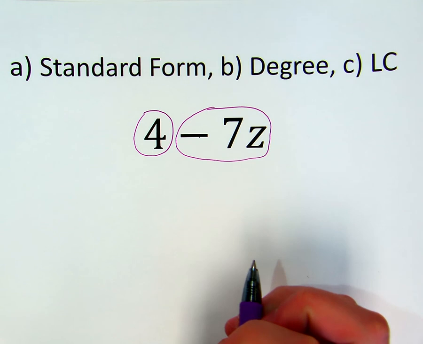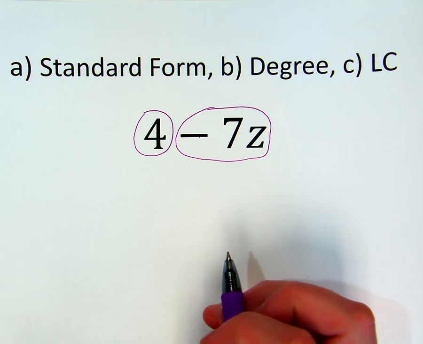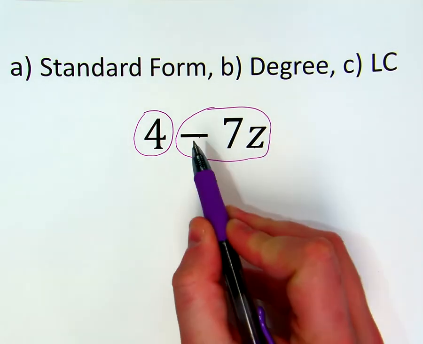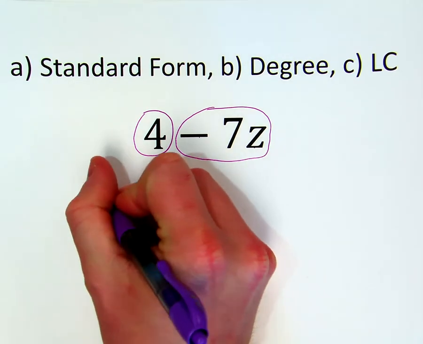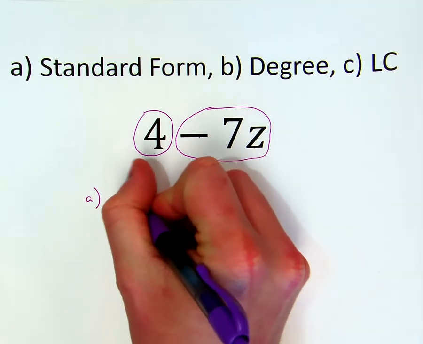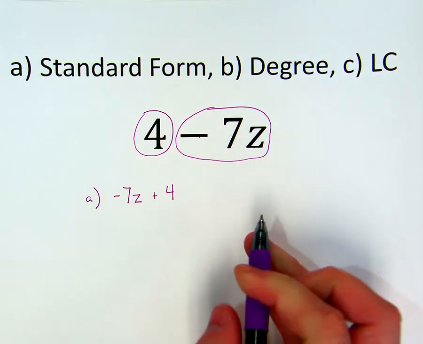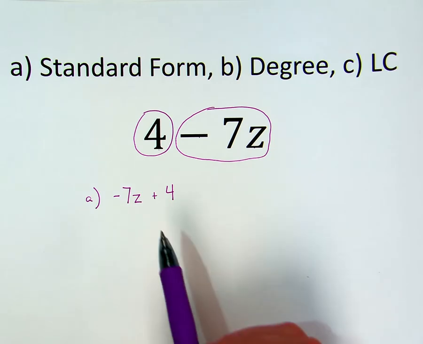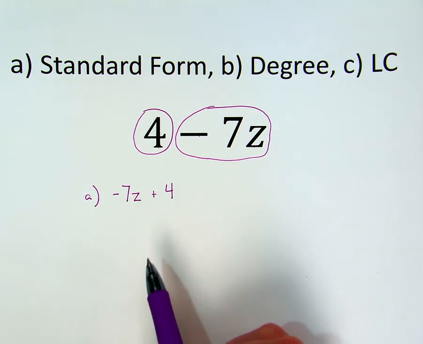When we're rearranging these in standard form, we're rewriting them with the letters and the largest exponents coming first. In this case, the negative 7z has a letter, so it would come before the 4. So to rewrite in standard form, we would write negative 7z plus 4. The reason it's a plus 4 is because this 4 is positive. So rewritten in standard form, our polynomial looks like this.